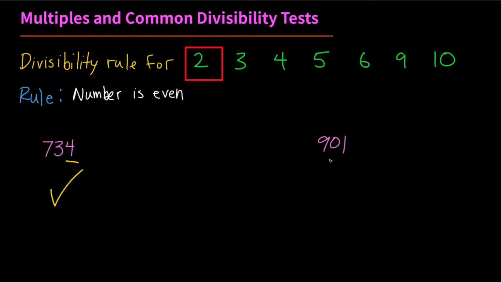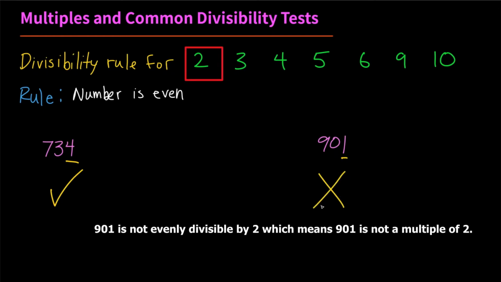If we look at 901, and we want to know if this is divisible by 2, our rule is the number is even. This number is an odd number because it ends in 1. So this number is not divisible by 2.